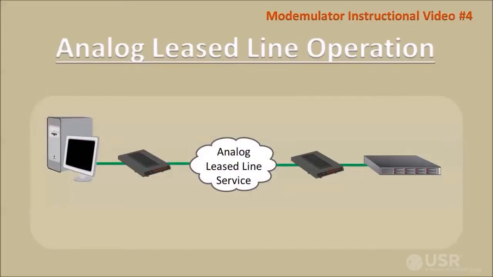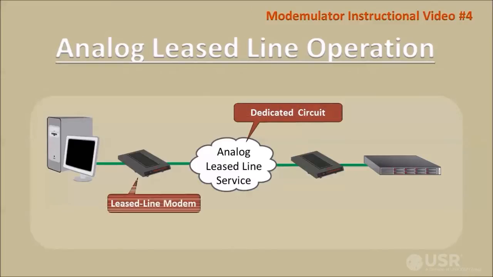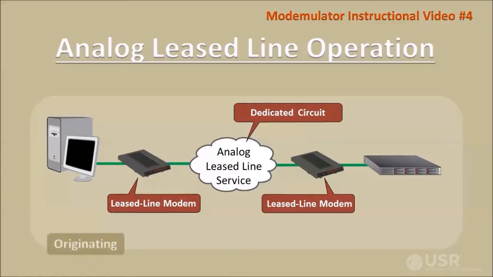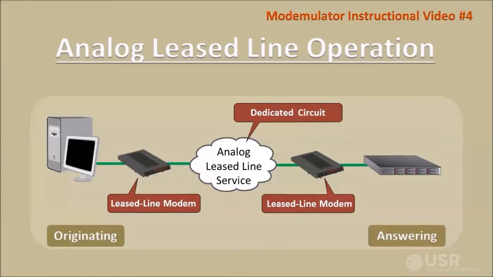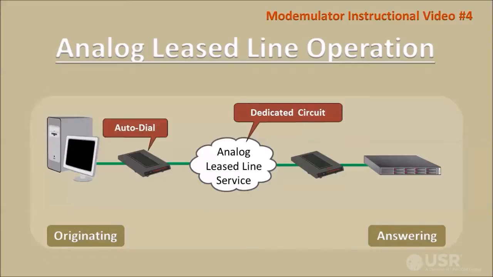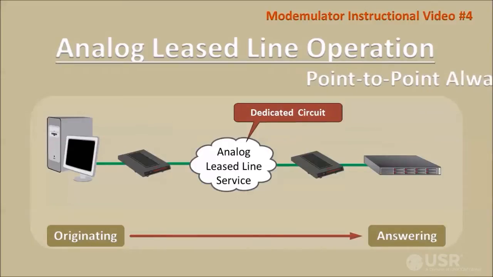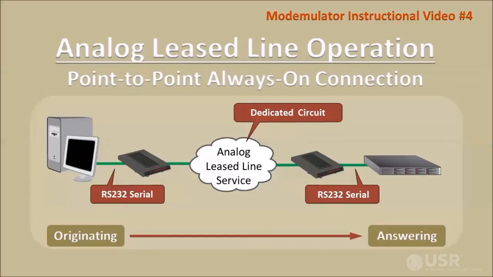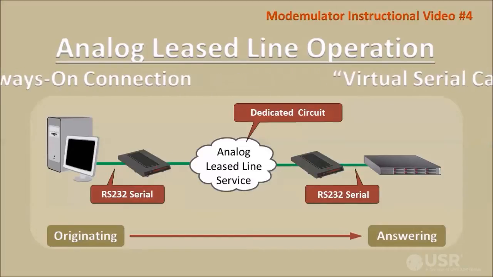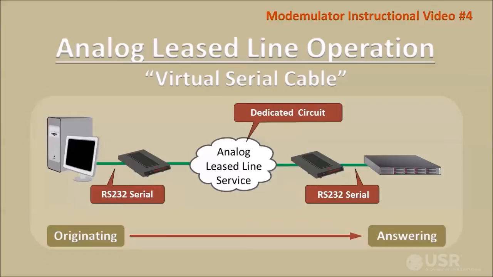A legacy lease line application uses lease line service that provides a dedicated analog circuit and uses a pair of analog lease line modems. One modem is designated as the originator, the other is the answerer. The originating modem is configured to automatically dial and connect. The answering modem is configured to automatically answer and connect. The system provides an always-on point-to-point connection between the serial applications, also known as a virtual serial cable.